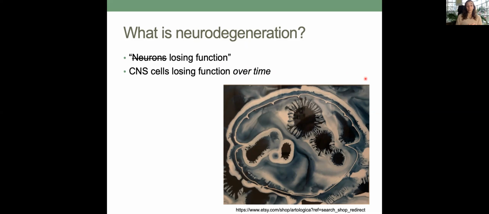Because we now know that neurons are not the only cell types that are affected by neurodegeneration, and that a defining feature of these diseases is progression over time. So, this is the definition that I want you to be holding in your mind as we go through this class together.